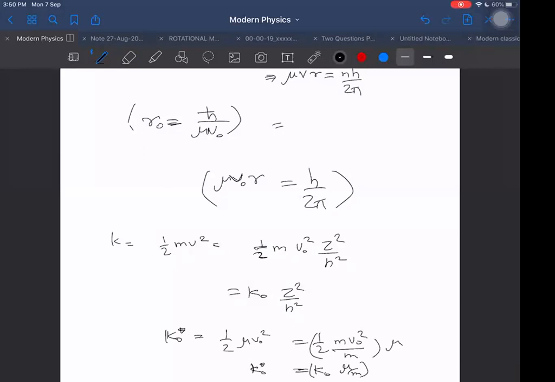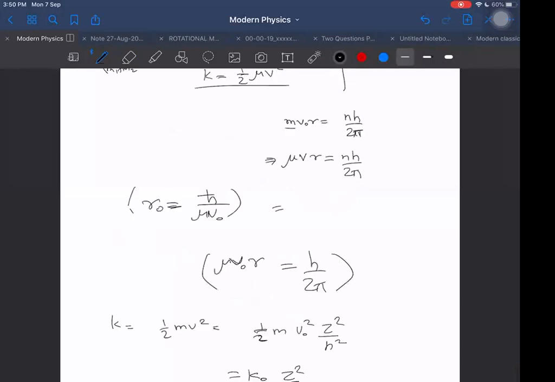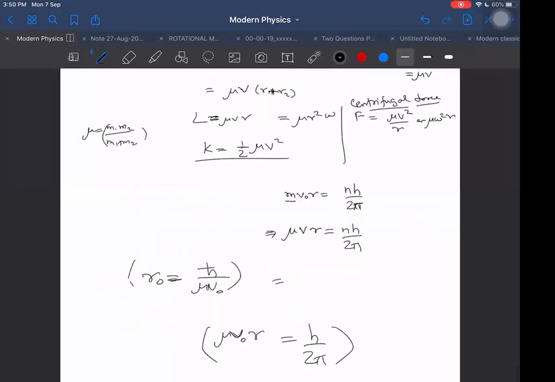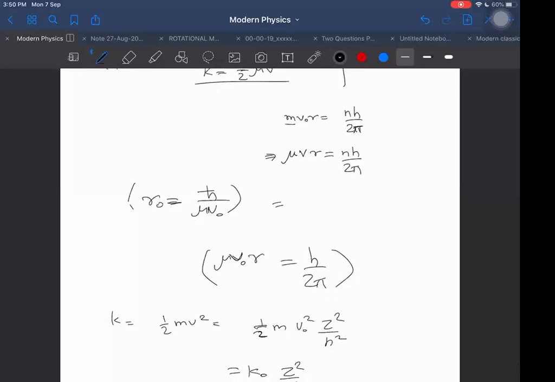K naught star means by taking reduced mass into account. Similarly, R naught star. What will be R naught star in terms of R naught? Let us write R naught star here. So R naught star will be equal to h upon m into v naught into m upon mu. So it is becoming R naught into m upon mu.